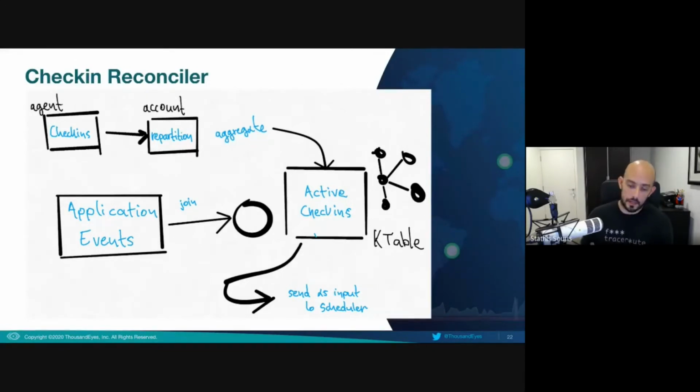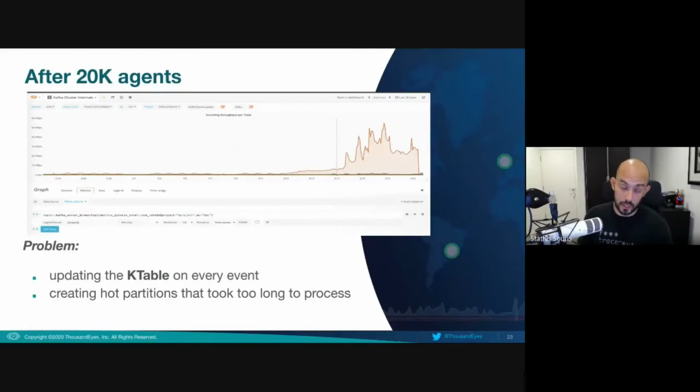Meaning at this instant, we have, for example, 10,000 agents, and those agents have a mapping to a check-in, and that check-in we store into a KTable. That KTable we use from another Kafka Streams application, which reacts on application events, like when a test changes or something else changes inside the application. We join with that state, with that list of check-ins, and send that as input to the scheduler again, so that the scheduler can reevaluate all the assignments and emit different assignments for the agent. Sorry.